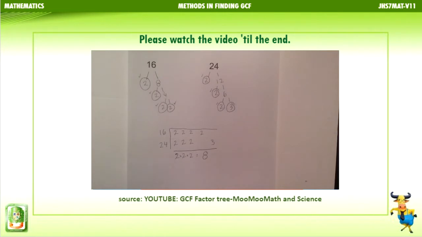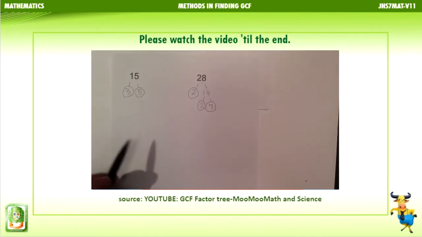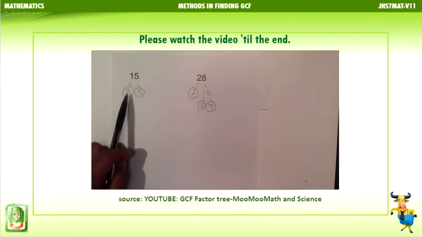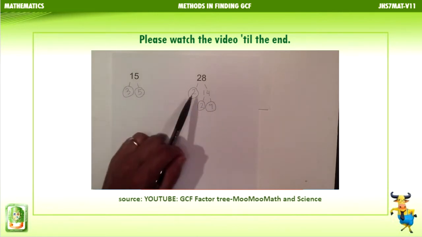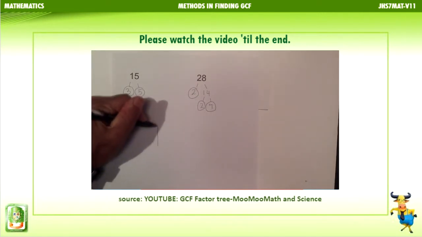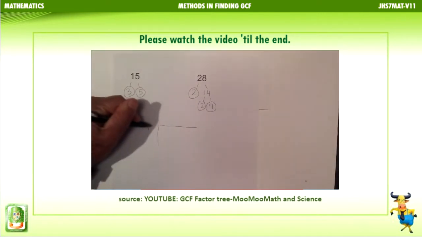Let's work another one. In order to speed up the process on this next one, I went ahead and completed the factor tree. So the prime numbers for 15 are 3 and 5, and for 28, 2, 2, and 7. So now I'm going to create my prime factorization chart.